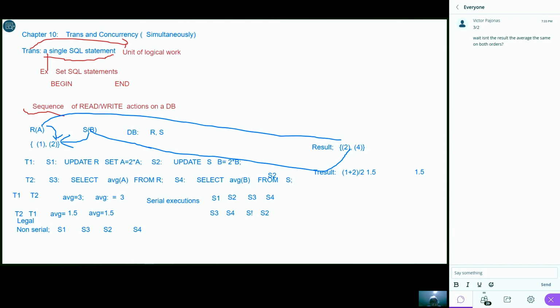Now, illegal will be what? Let's say we started with S1. Okay? Started with S1. Now, illegal will be what? Let's say we have S3, right? Then what we have? How will it be illegal? That won't be illegal. S4, S2, S3. Is this legal or illegal?